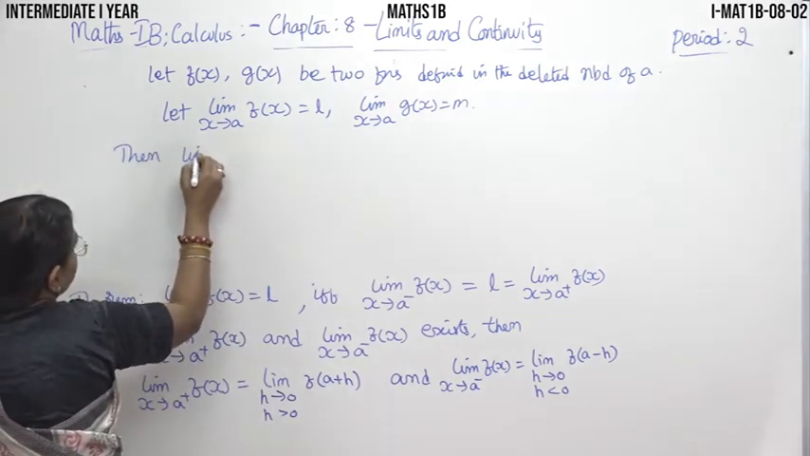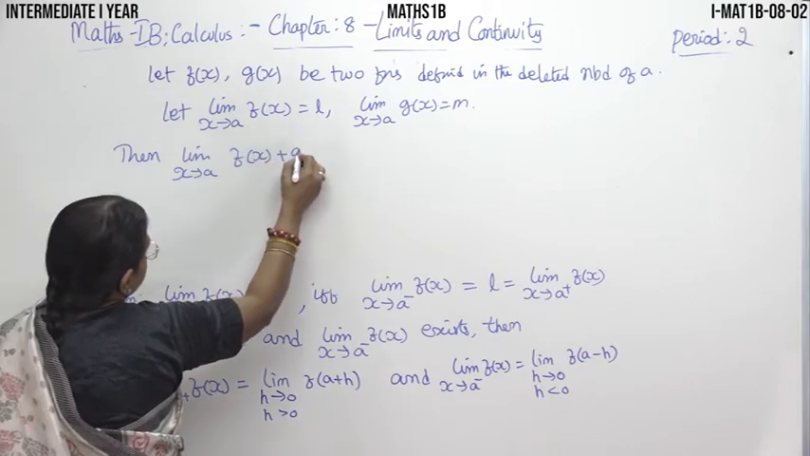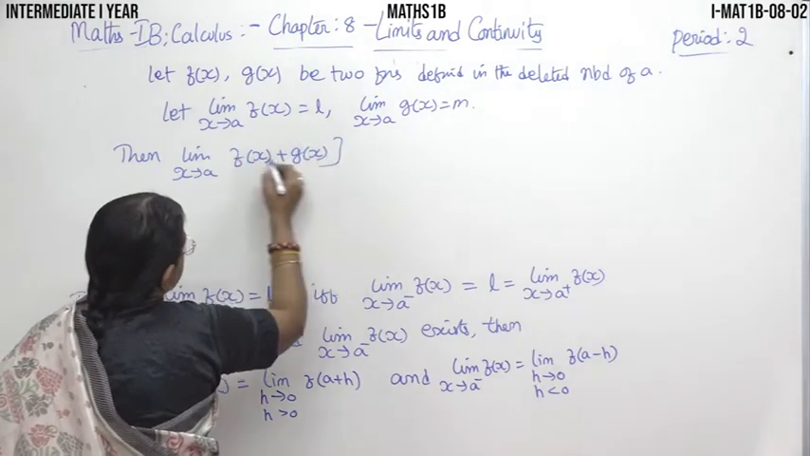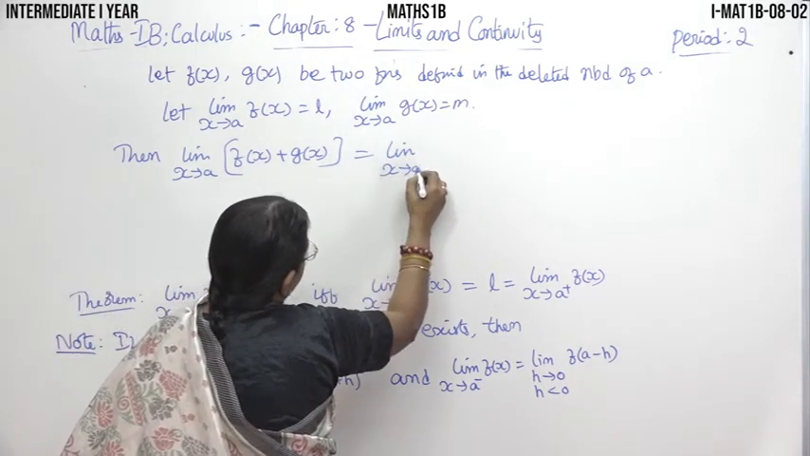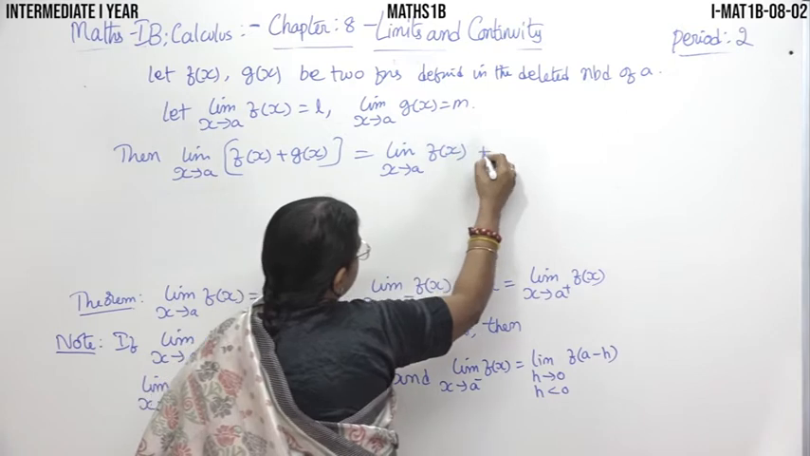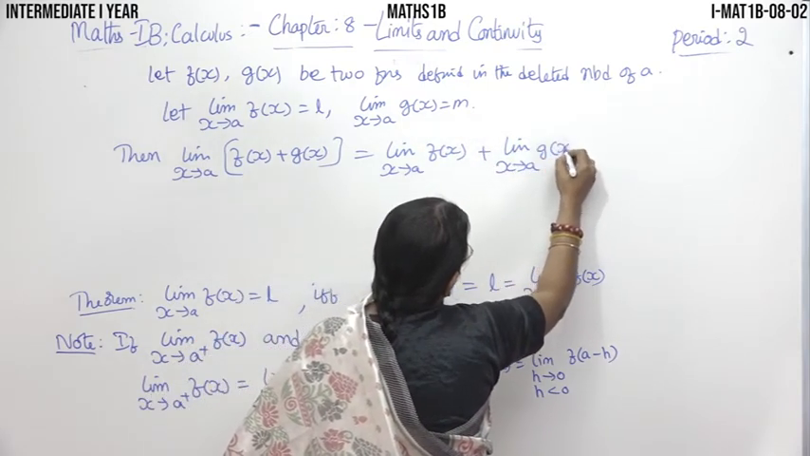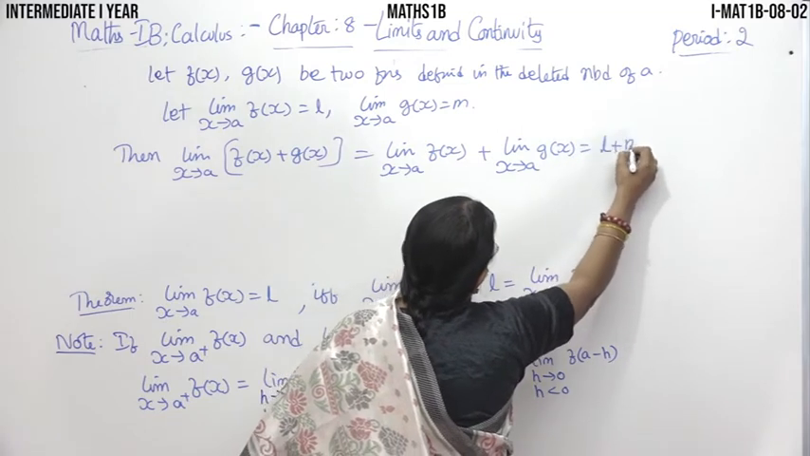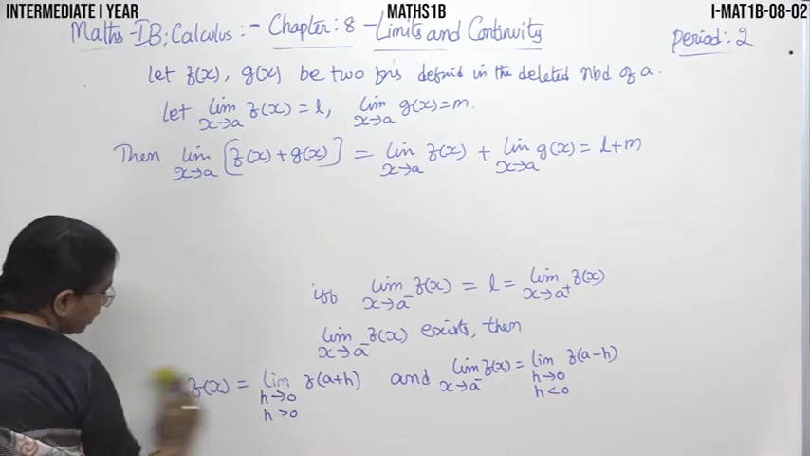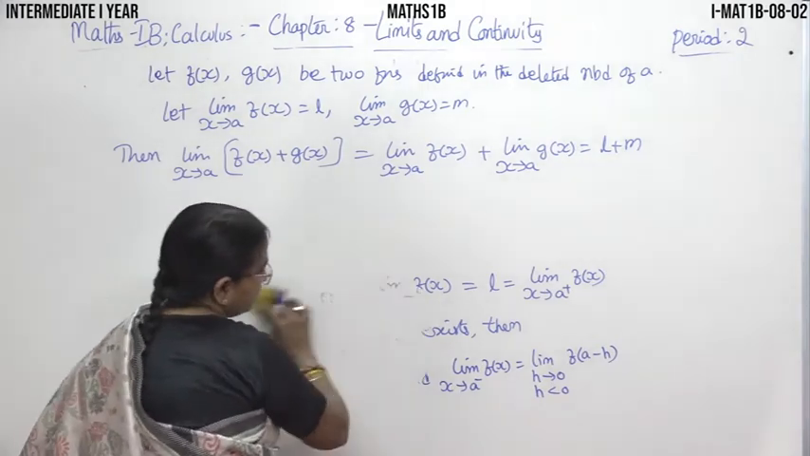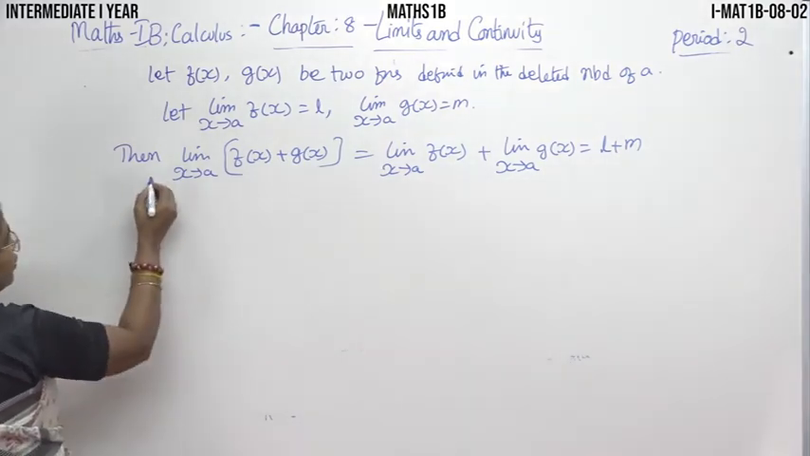The limit as x tends to a of f of x plus g of x I can write as the limit as x tends to a of f of x plus the limit as x tends to a of g of x. So that is equal to L plus m. So I can write the limit separately for both the functions and then find the limit. Okay, this is the first one.